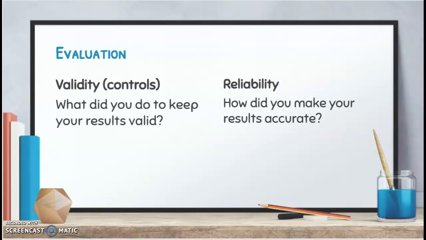For the evaluation, you can either write about the validity of your investigation or the reliability. For validity, you need to discuss how you made your results valid. This is about the controls you used. So why was each control important? What would have happened if you hadn't kept those things the same? Or you can discuss the reliability. How many repeats did you do? Were there any anomalies? How did you measure accurately?